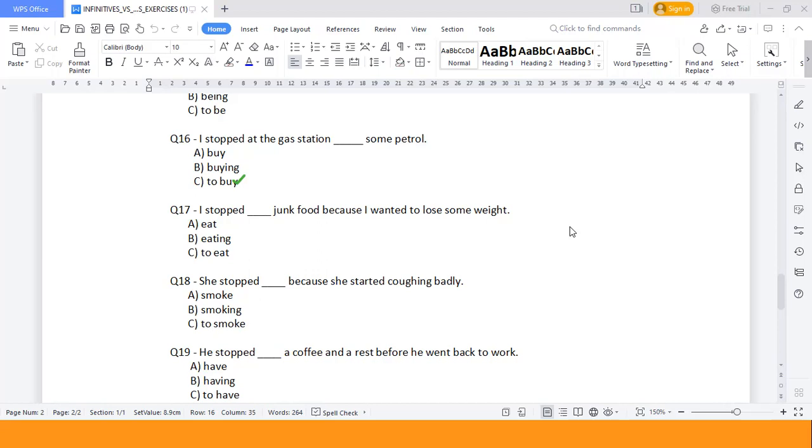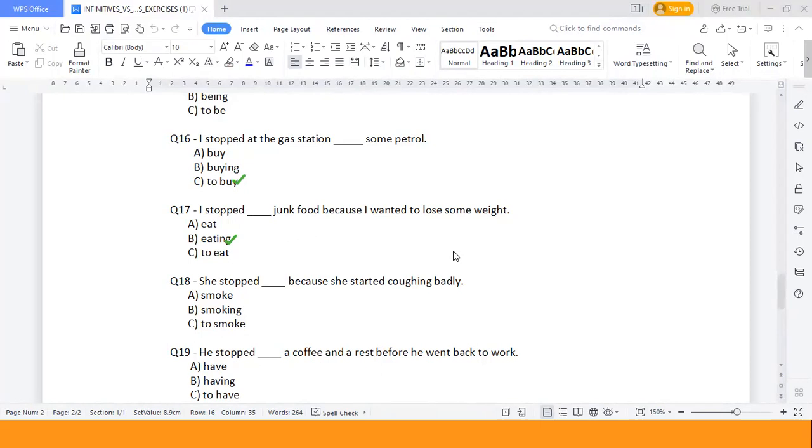La idea no es que yo paré para comer comida chatarra, sino que al revés, yo paré de comer comida chatarra. I don't do it anymore. Okay. So, I stopped eating junk food because I wanted to lose some weight. I don't do it anymore. Okay? Let's see number 18.